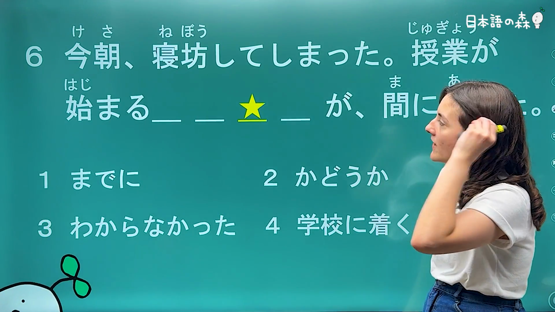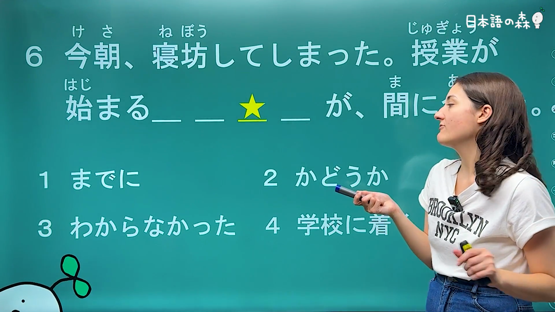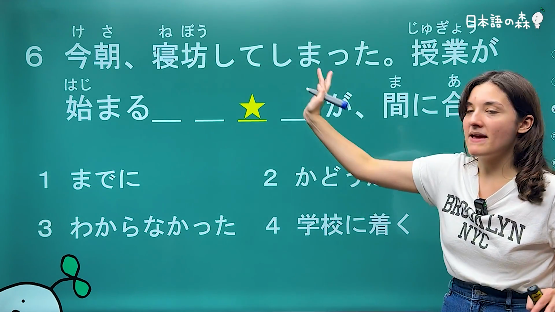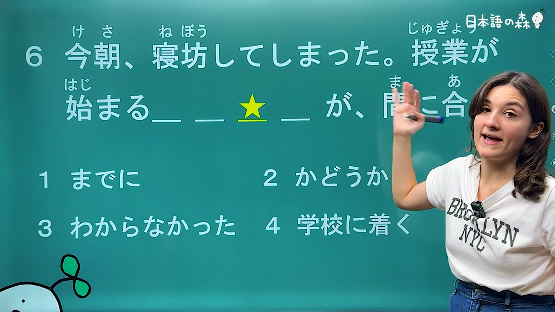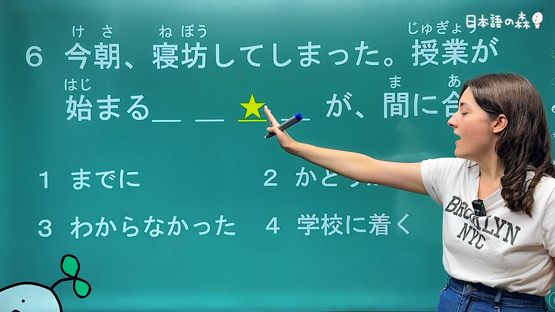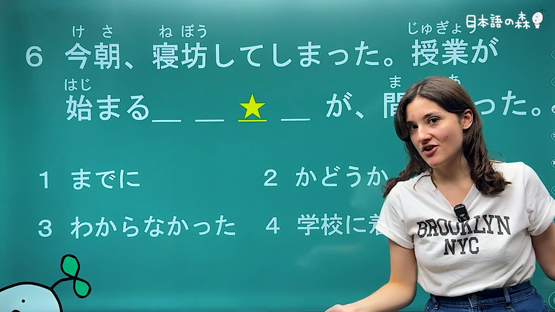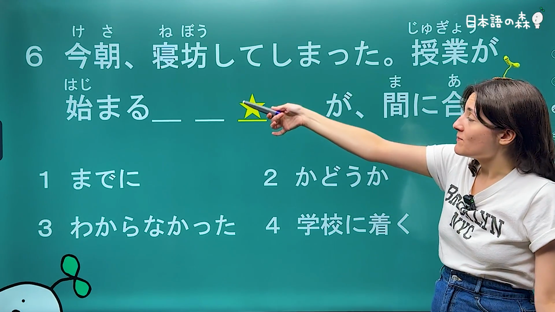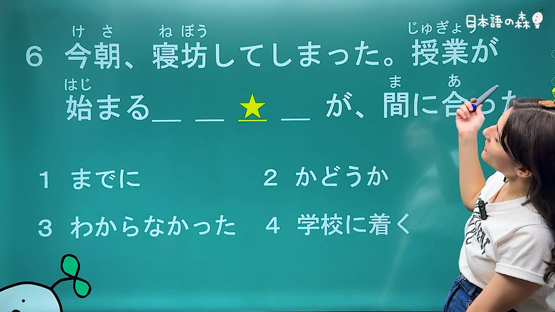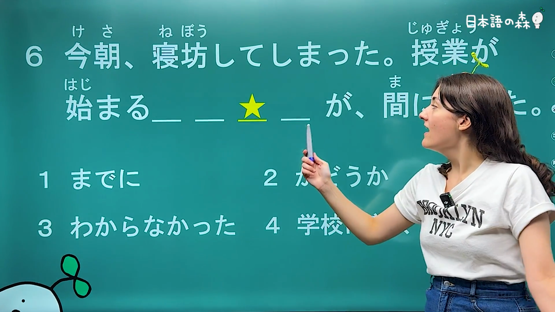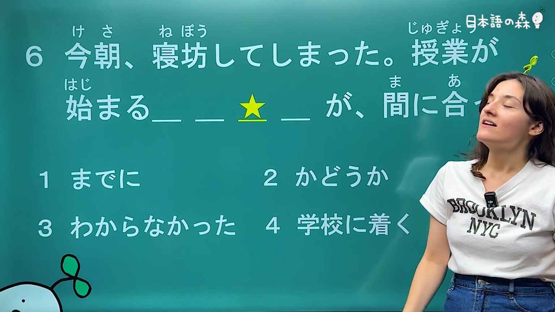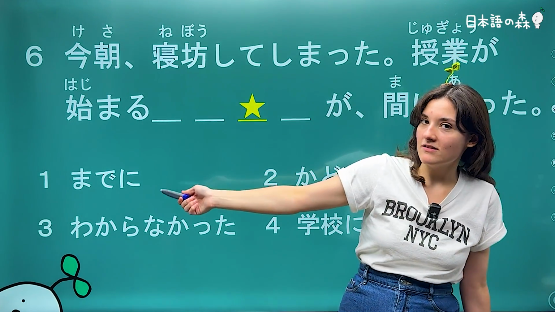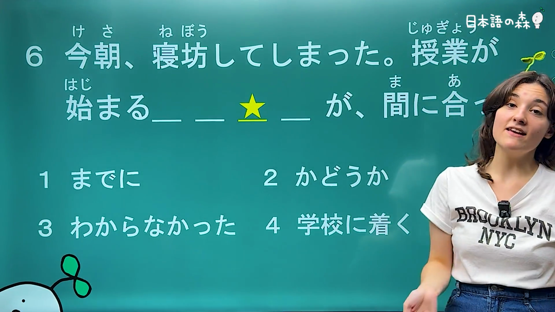All right, next up. Okay, so this is the one where we have to line these up to make the sentence flow grammatically. And then we pick the star, we pick the number that matches the location of the star, right? 今朝寝坊してしまった. This morning I overslept. 授業が始まる blah blah blah が間に合った. So, class starts, but I made it in time.